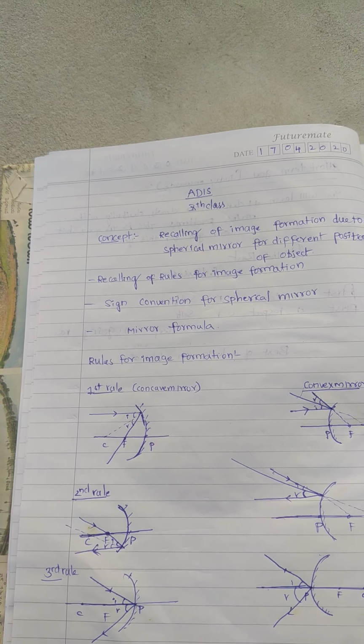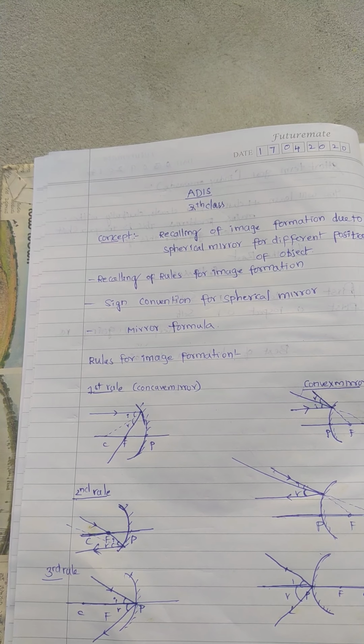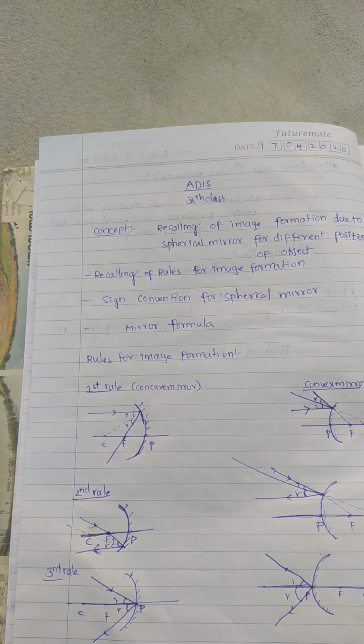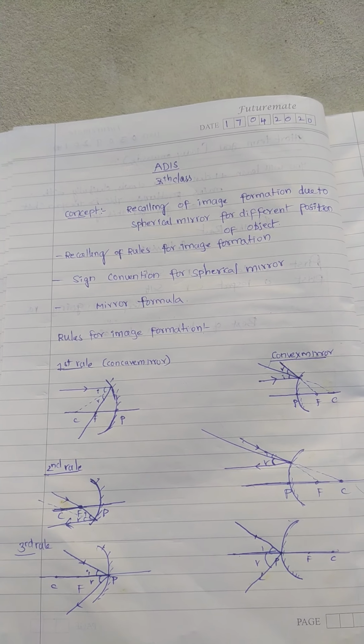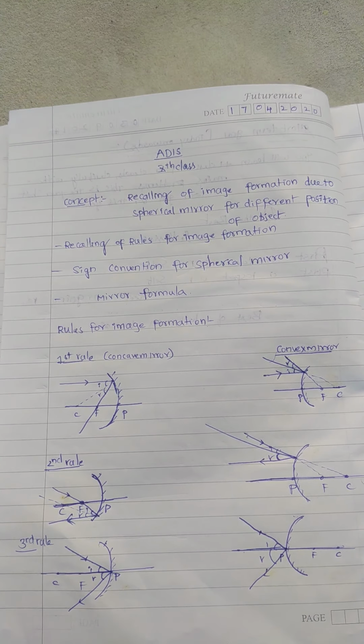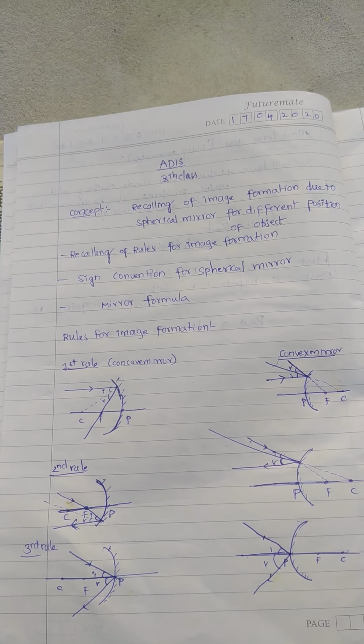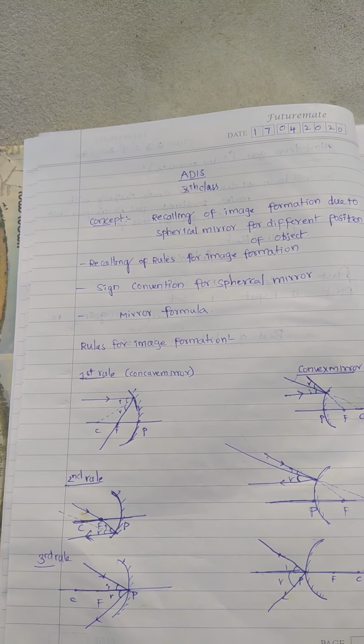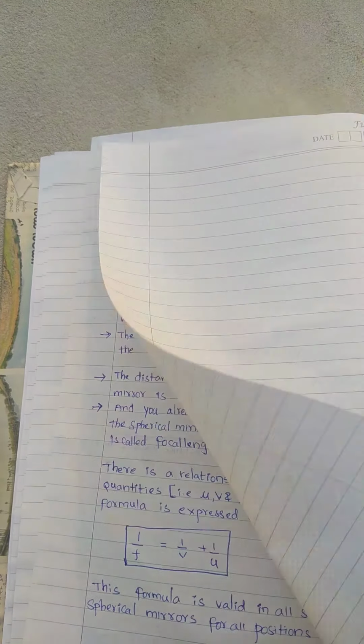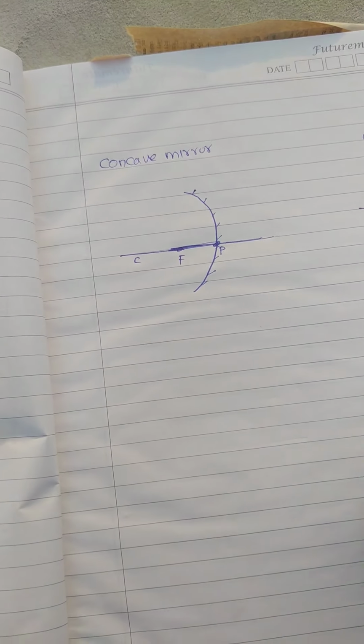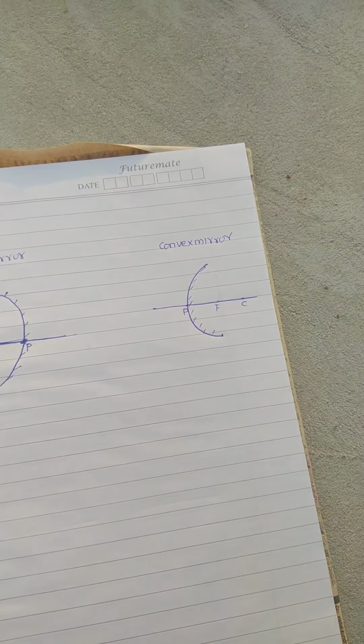After that we discussed spherical mirrors. We know very well that spherical mirrors simply mean all curved reflecting surfaces. Spherical mirrors are classified into two types: one is concave mirror and another is convex mirror. This is a concave mirror and this is a convex mirror.